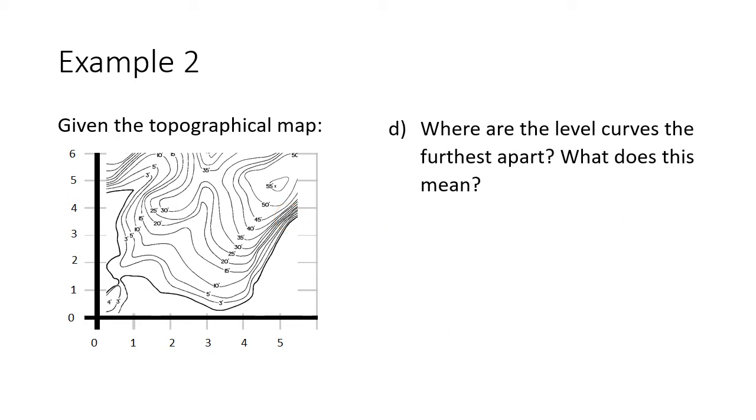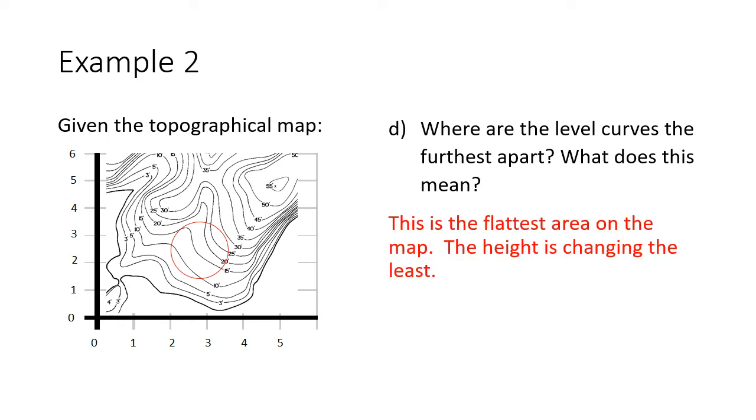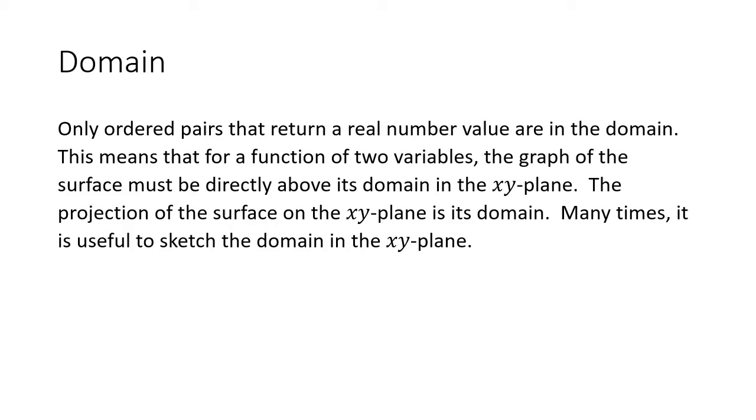And part D, same question but reversed. So where are the level curves the furthest apart? Probably that big open area there. And I even drew a much bigger circle. And we see even in that bigger circle, the height only changes about 15 feet as opposed to 45 feet in my small circle, which means this is definitely the flattest area on the map. The height is changing the least.